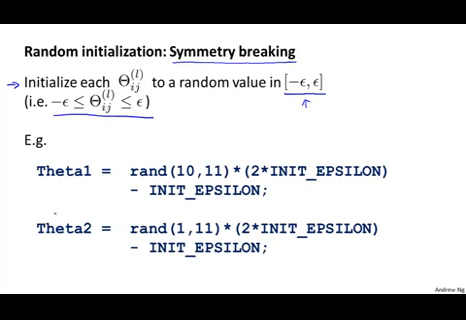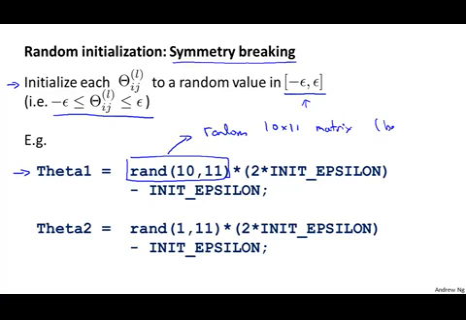The way I write code to do this in Octave is I might set Theta1 to be equal to this. So this rand(10,11) is how you compute a random 10 by 11 dimensional matrix, and all the values are between 0 and 1. So these are going to be real numbers that take on any continuous values between 0 and 1. And so if you take a number between 0 and 1, multiply it by 2 times INIT_EPSILON, then subtract INIT_EPSILON, you end up with a number that's between minus epsilon and plus epsilon.